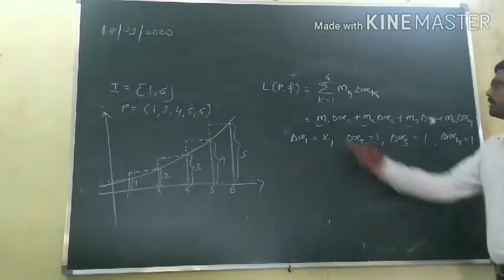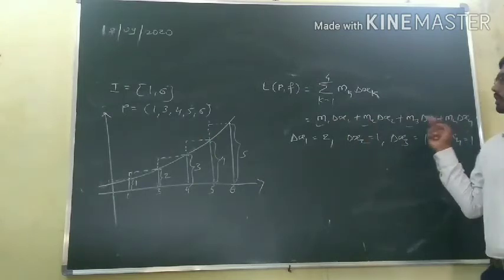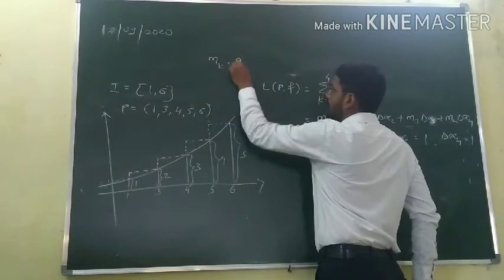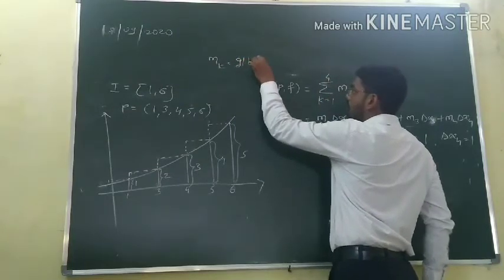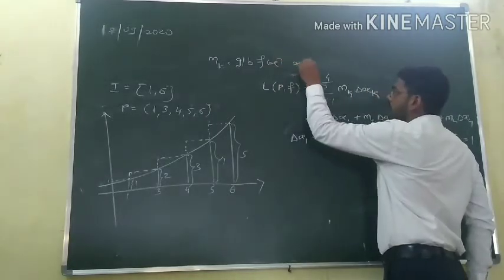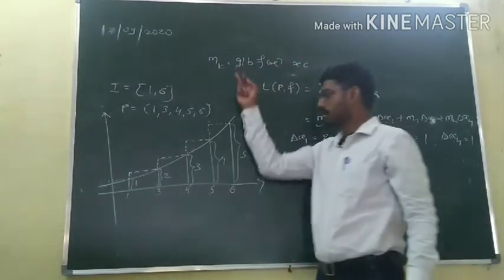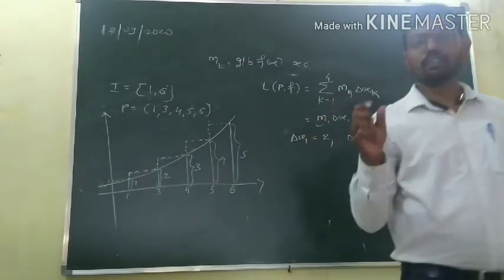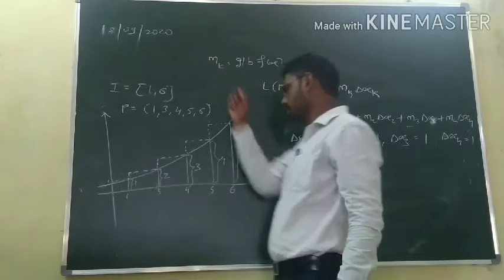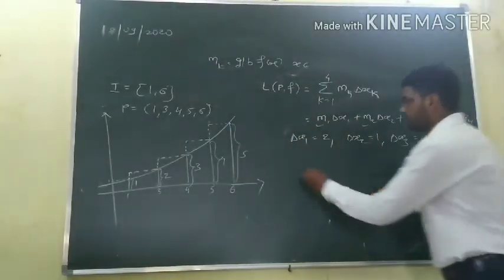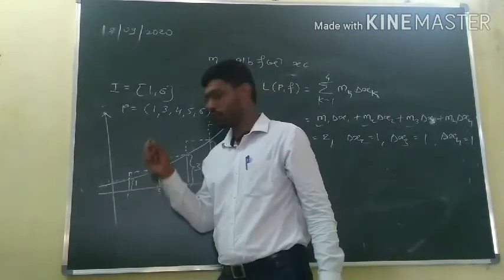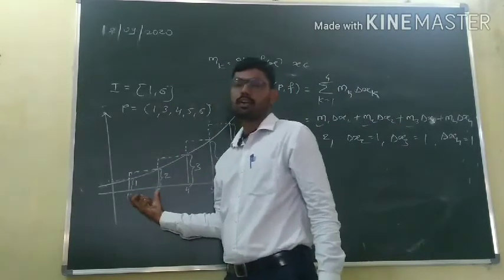Now we have to find m1, m2, m3, m4. So what is small mk? It is the greatest lower bound of the function where x belongs to the kth interval. मतलब kth interval में function की minimum value greatest lower bound होती है small mk. So m1 क्या होगा फिर? So m1 means greatest lower bound of the function in the first subinterval or first segment.